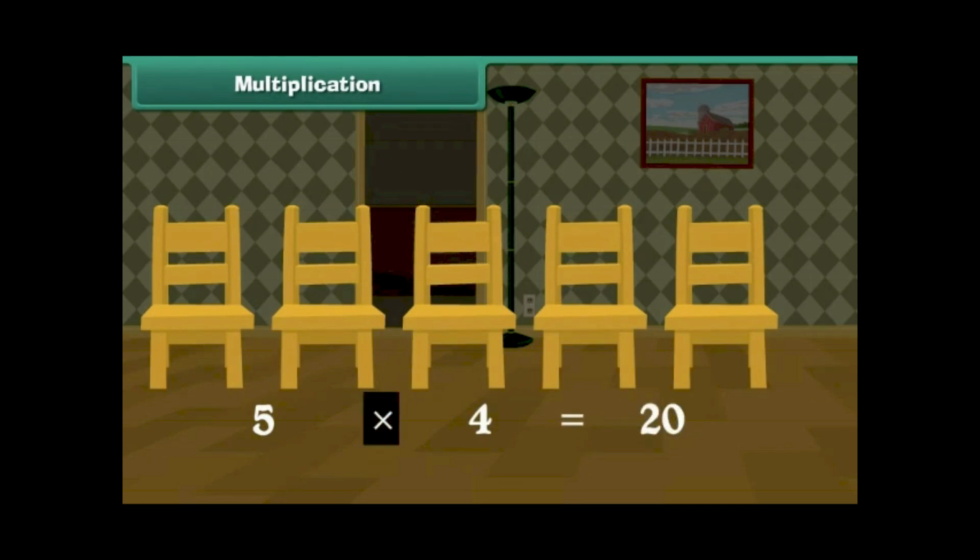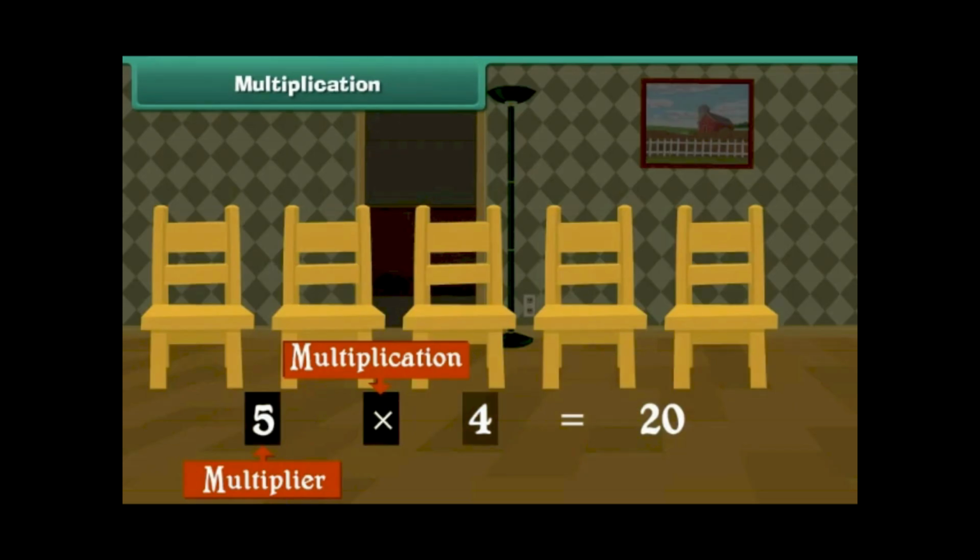Cross is the sign for multiplication. The first number, 5, is called the multiplier. The second number, 4, is called the multiplicand. The result of multiplication is called product.